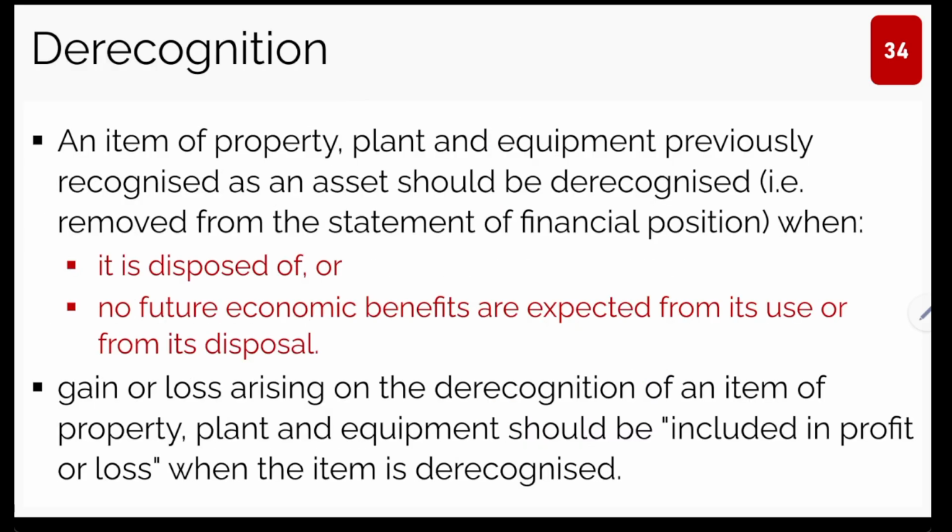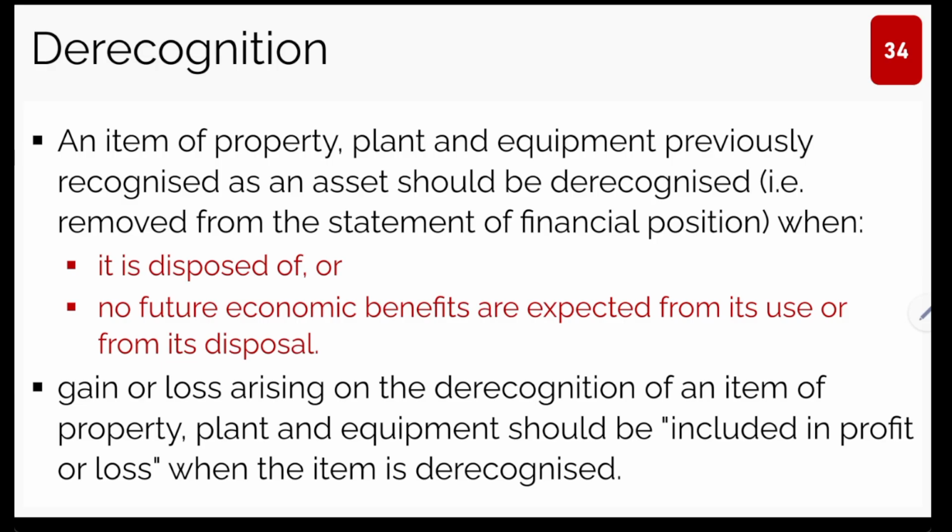Okay, so let's talk about derecognition. At what point do you derecognize an item of property, plant, and equipment? What does that even mean? It means when we remove it from our books, remove it from the statement of financial position, that is derecognition. And what makes us do that? When the asset is disposed of, we sell off the asset, or when no future economic benefit is expected from it. When we don't expect any form of future economic benefit from the asset, we just derecognize.